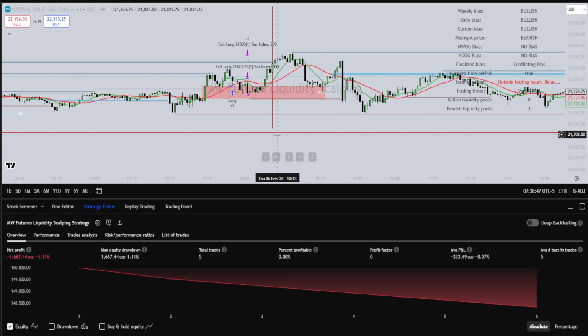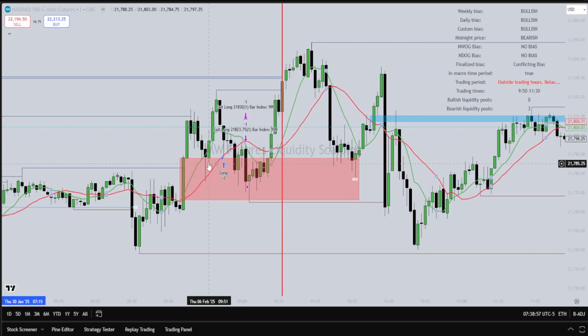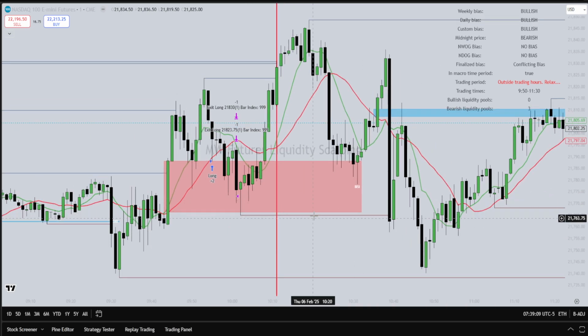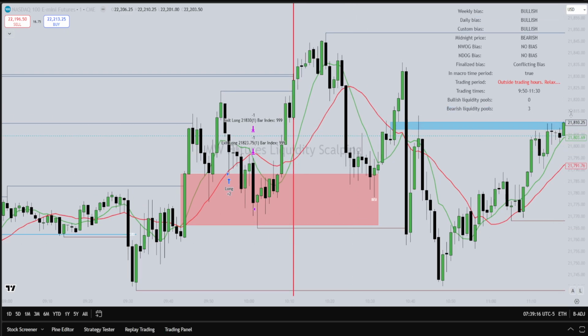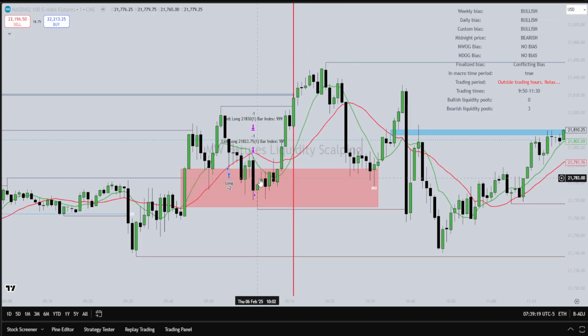Once we go to the second trade, we see that we had an entry on this particular fair value gap at 955, and that we were stopped out over here at 21,772. A way we could look at this trade is that it was a good trade, but we got stopped out before we hit our profit targets over here.